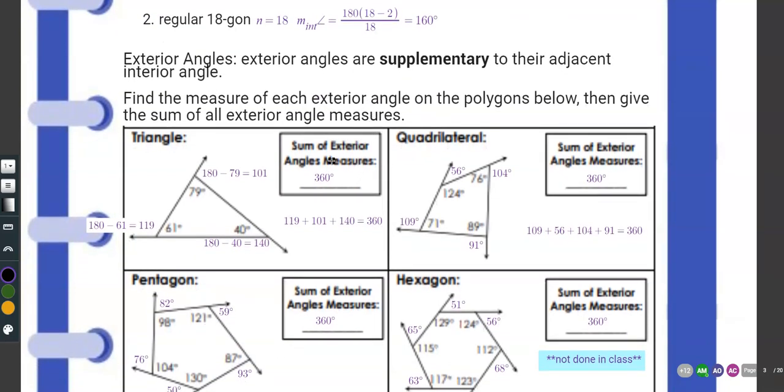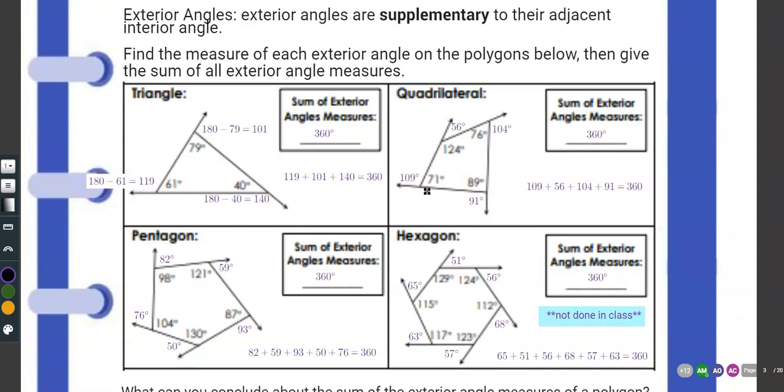What about exterior angles? Just like when we did exterior angles for triangles, it is the supplement to the interior angle. Remember, supplementary means that the two angles add up to 180. So what we did here for the triangle, and we show it, is we did the 180 minus the interior angle to get the exterior angles. So that 180 minus 61 is 119, 180 minus 79 is 101, and 180 minus 40 is 140. We added those results together. 119 plus 101 plus 140 is equal to 360.